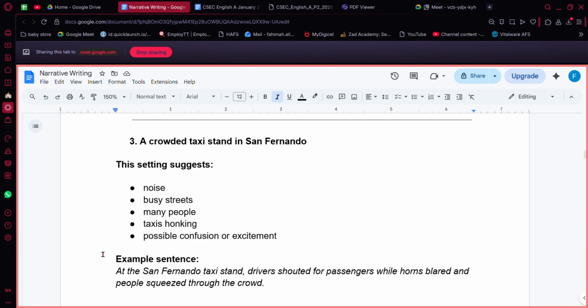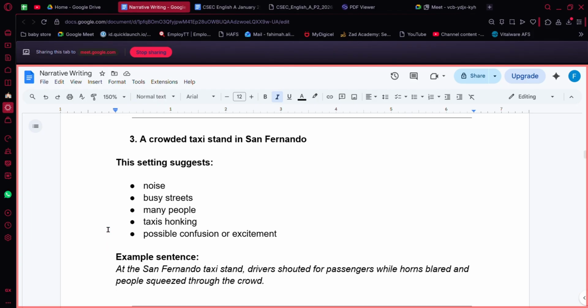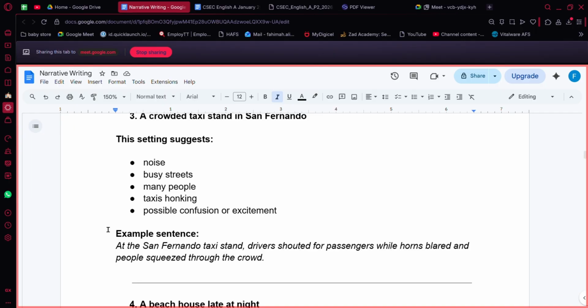So example sentence, at the San Fernando taxi stand, drivers shouted for passengers while horns blared and people squeezed through the crowd. So now we could visualize what the San Fernando taxi stand looks like, because we could imagine taxi drivers standing outside of their vehicles shouting for passengers. We could also imagine all the horns from all the vehicles nearby honking. When you see people squeeze through the crowd, we could imagine a big crowd of people and people here and there trying to squeeze through and walk through the crowd.